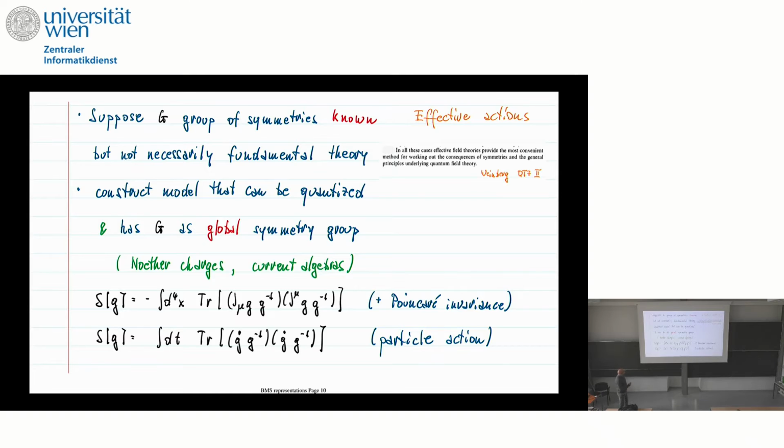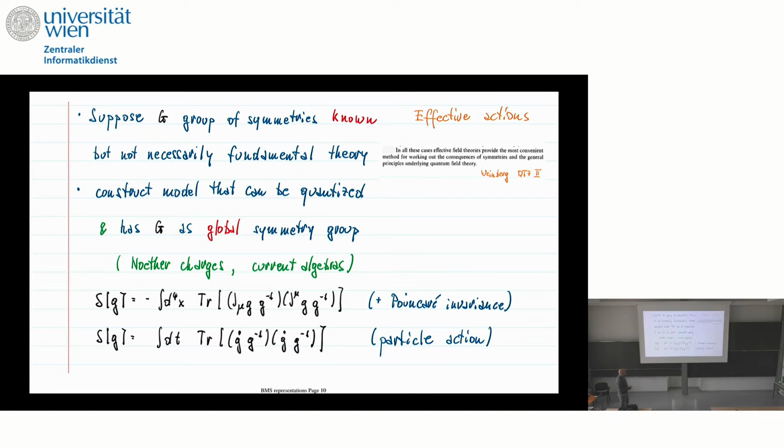Because if you have such a model, and by model, I always mean an action, because if you have an action, in principle, you can go to the Hamiltonian and you can do canonical quantization, or you can do path integral quantization. So by model, you should read action. It should have the global symmetries built in, and then you are trying to quantize this model. So the models that people were considering in particle physics were this kind of effective actions. And the point is that the models are built out of the data of the group itself. So you use as variables the group variables itself.